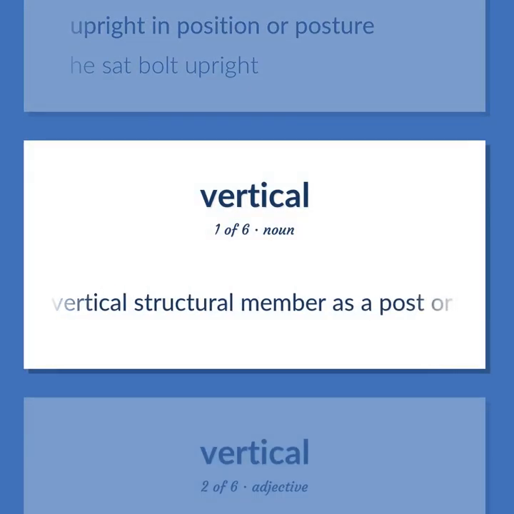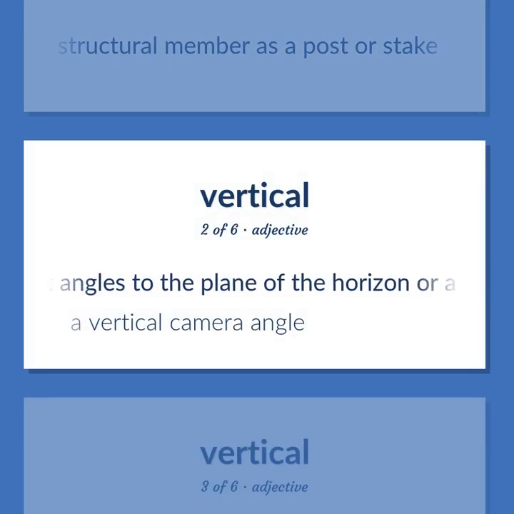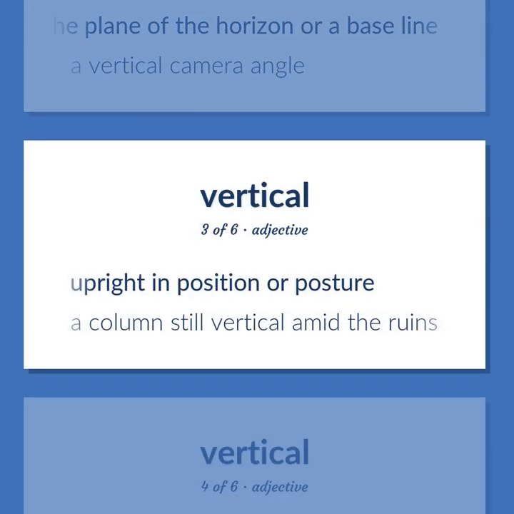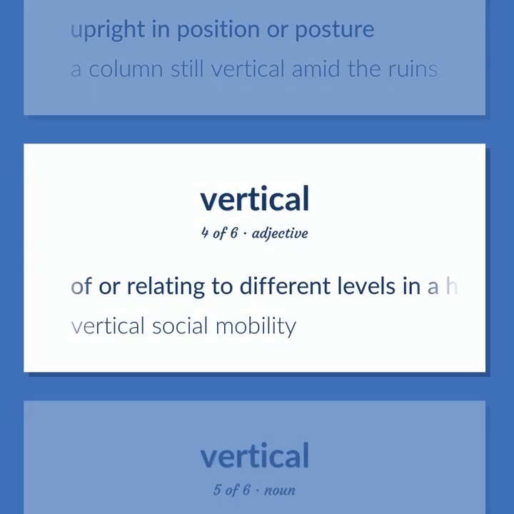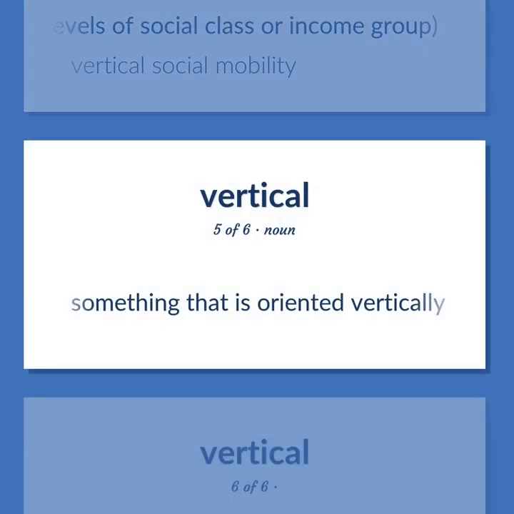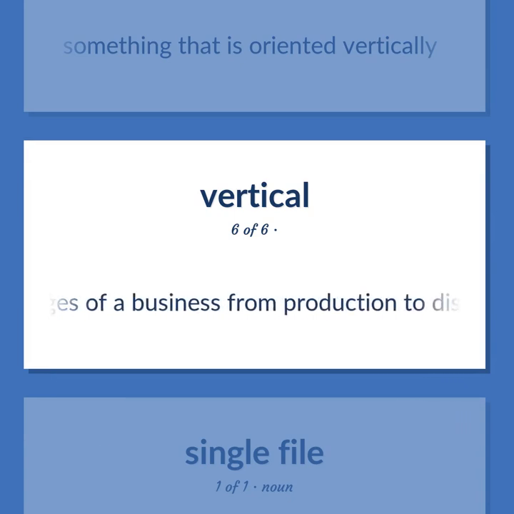A vertical structural member as a post or stake. At right angles to the plane of the horizon or a baseline. A vertical camera angle. Upright in position or posture. A column still vertical amid the ruins. Of or relating to different levels in a hierarchy, as levels of social class or income group. Vertical social mobility. Something that is oriented vertically. Relating to or involving all stages of a business from production to distribution.